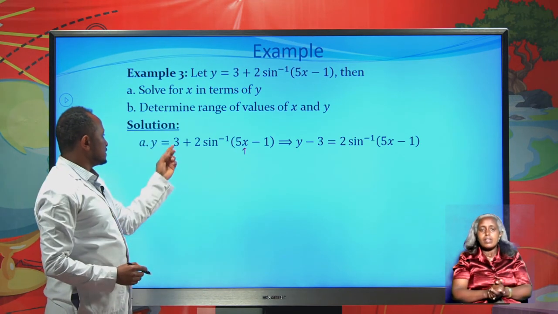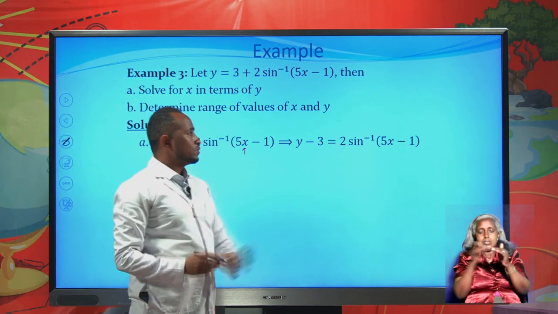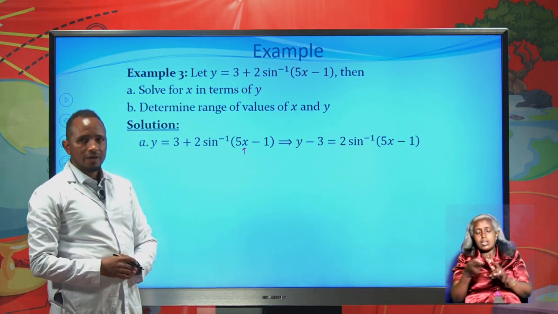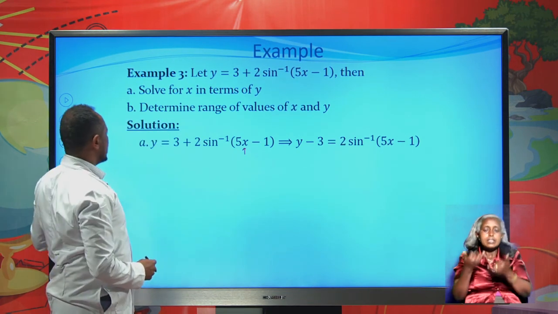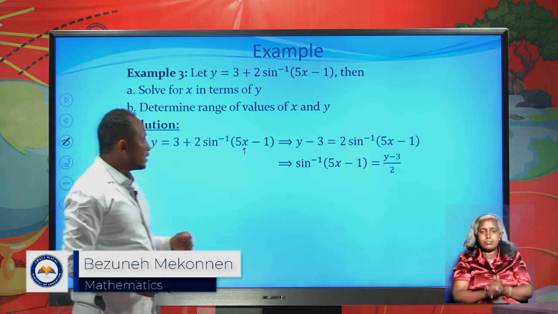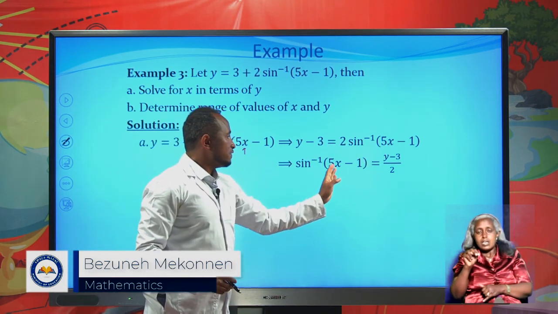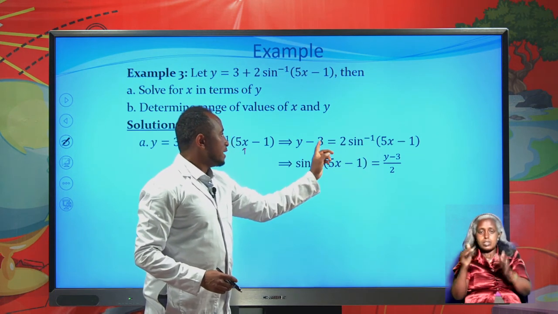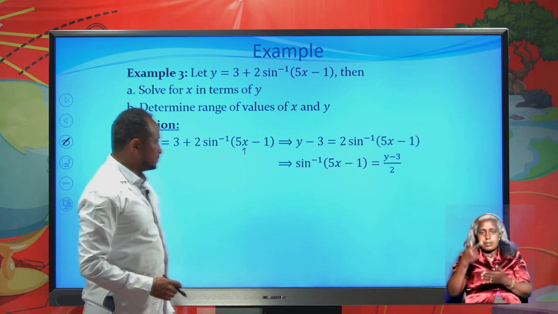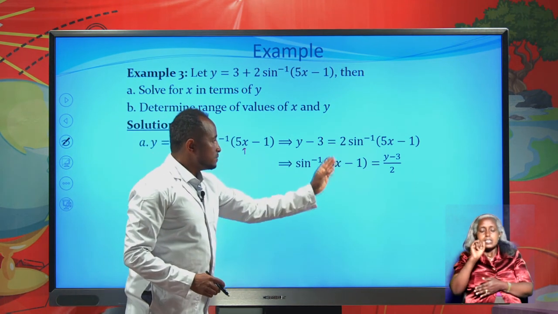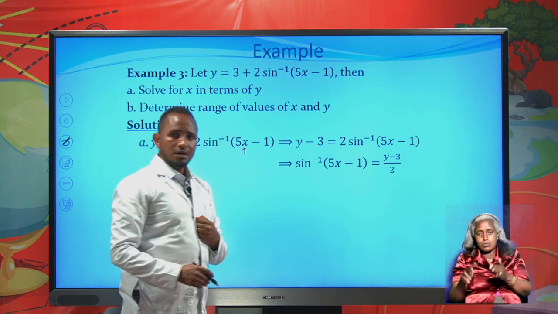We need to solve for x. So to solve this, first take this 3 to this side. You have y minus 3 is equal to 2 sine inverse of 5x minus 1. And then divide by 2. When you divide by 2, sine inverse of 5x minus 1 gives you y minus 3 over 2. And then sine inverse of this means sine of y minus 3 over 2 gives you 5x minus 1.